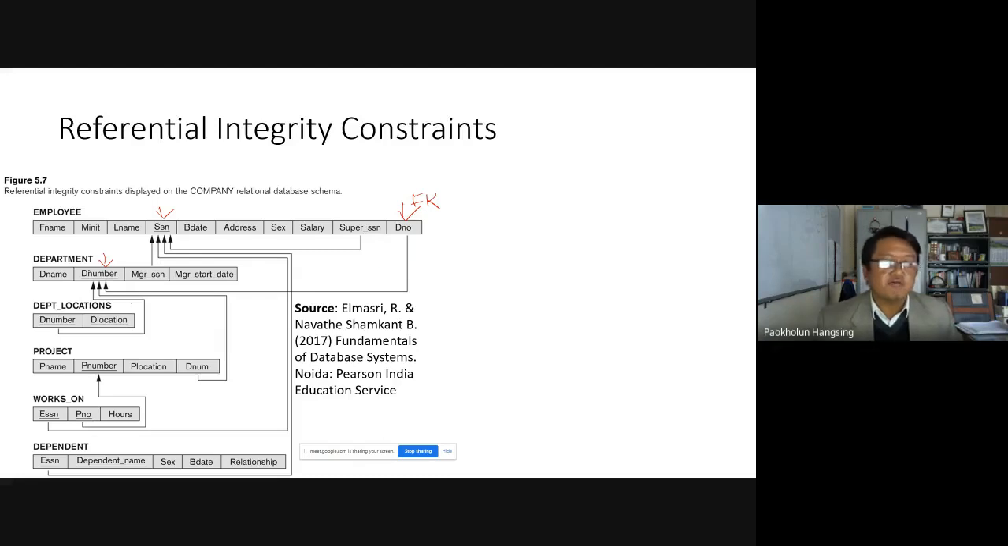Therefore, whenever the employee relation is referring to a particular department, it will refer to it by one name, and refer to that particular tuple or row, because that is uniquely identified by the primary key. Therefore, we are using that to refer to it. This is what referential integrity is about.